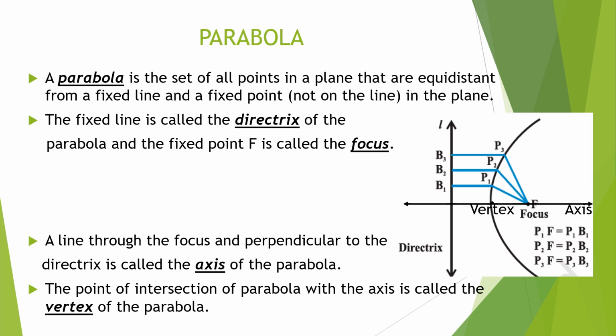After the circle, the next conic section is the parabola. A parabola is the set of all points in a plane that are equidistant from a fixed line and a fixed point which is not on the line in the plane. You can see in the diagram that the points P1, P2, P3 on the parabola are equidistant from the point F. This fixed point F is called the focus. Also, they are equidistant from the line L. This fixed line L is called the directrix.